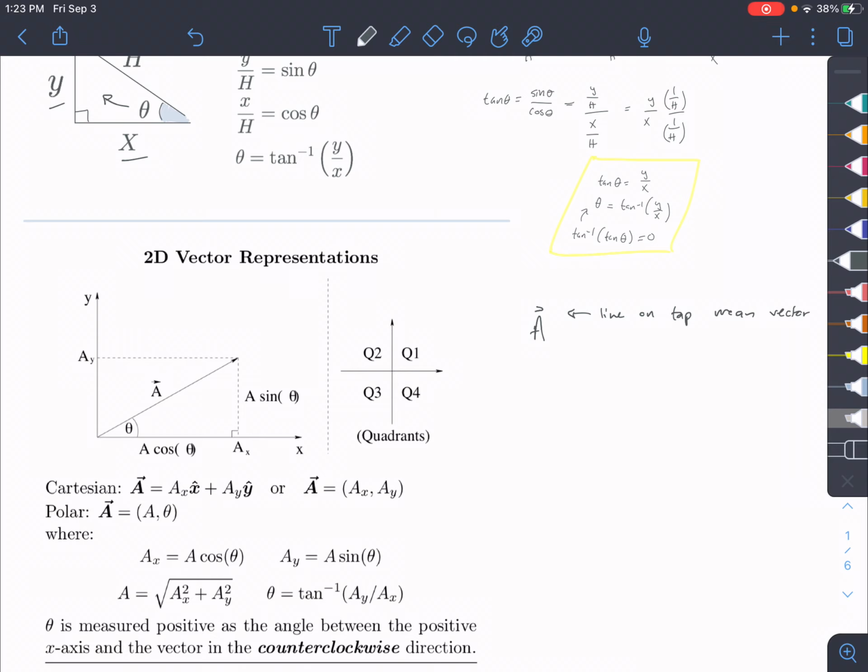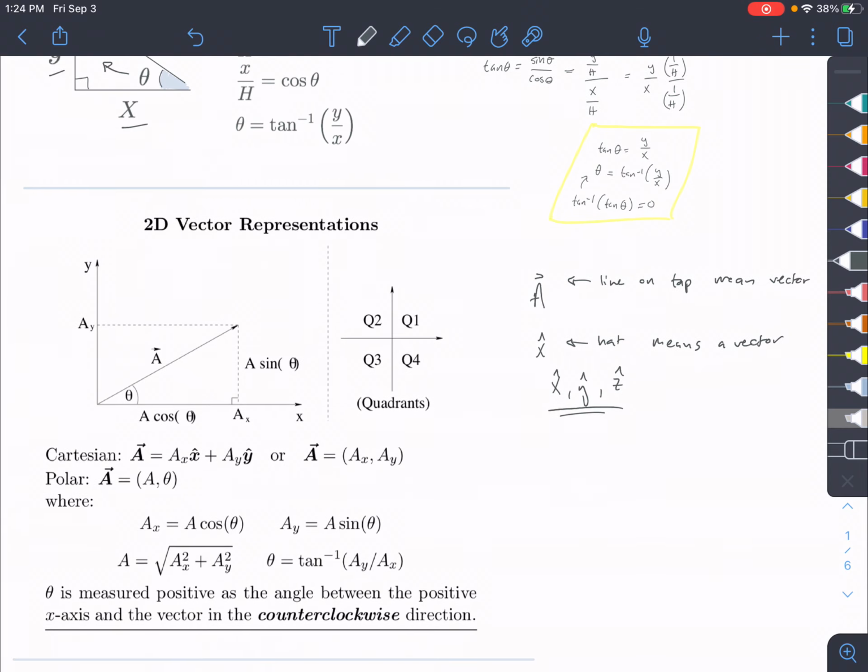You might also see these unit directional vectors. They have these little hats on top. You might have heard me call it x hat, y hat, or z hat. This also means a vector. These little hats are usually more common on unit vectors. So these are unit directional vectors. You can also find different types of unit vectors, and we'll talk about that a little bit later, but we're not going to cover it in this video.